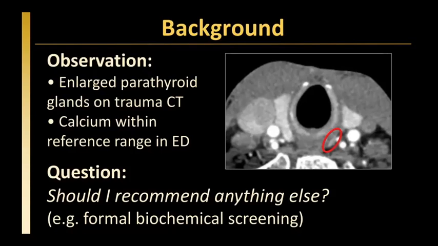However, sometimes the calcium performed in our emergency department falls within the reference range, and at least for us, this scenario is less clear-cut. One option would be to say, well, the calcium is normal, I'm going to blow this parathyroid gland off, but is that necessarily the right thing to do? What about normocalcemic primary hyperparathyroidism? And what if the patient has received fluid resuscitation in their trauma care? How much can we rely on that serum calcium level?